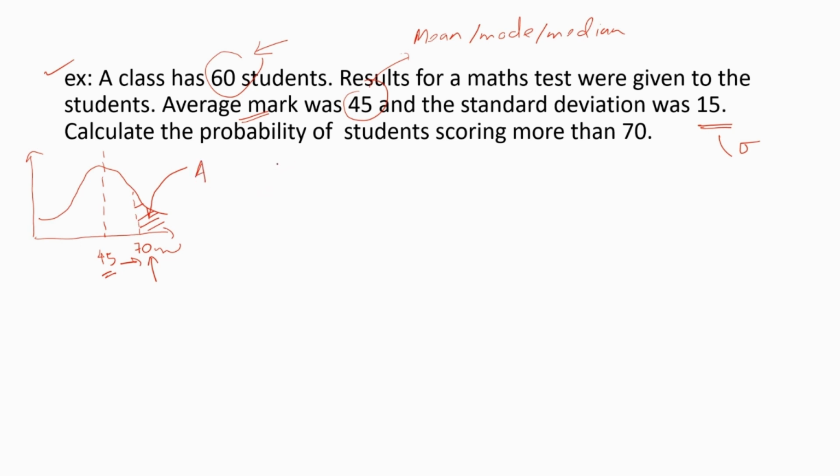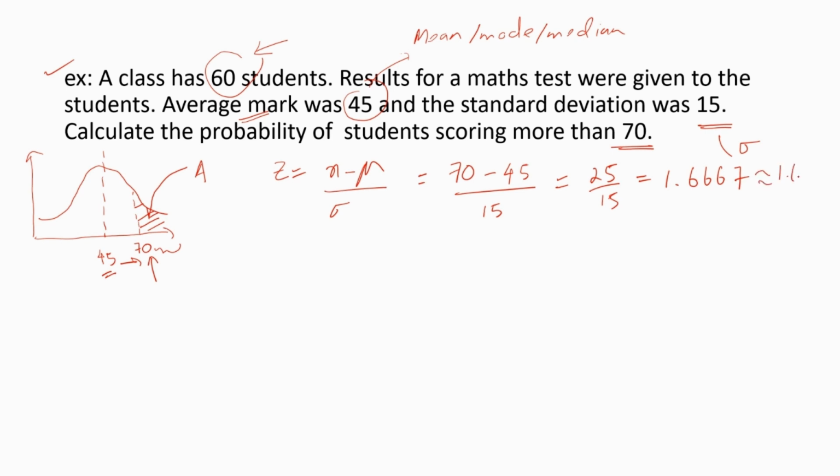Then we can use the z-score formula. Z-score equals x minus mu divided by sigma. And mu is the mean or the average, which is 45, divided by the standard deviation. Standard deviation is 15. 25 divided by 15, which equals 1.6667. Let's take this as 1.67.